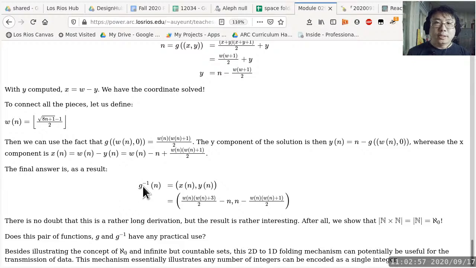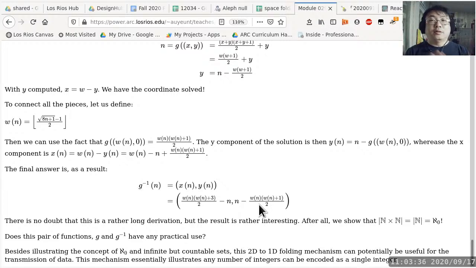Basically in the end, G inverse of n is a 2-tuple, because it has the x and the y components to it. This is the x component. The x component is w of n times, in parentheses, w of n plus 3, the whole thing divided by 2, minus n. Now that's not a typo. That really is plus 3. And then the y component is n minus, and this is the one that we are familiar with, w of n times w of n plus 1, the whole thing divided by 2. All right.